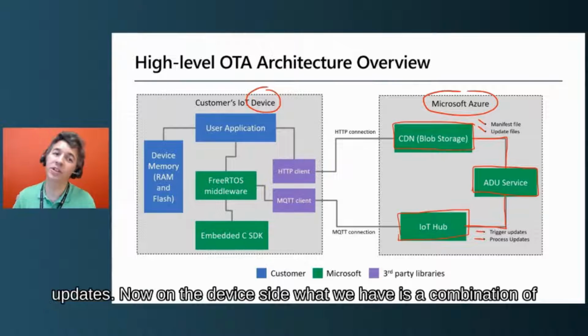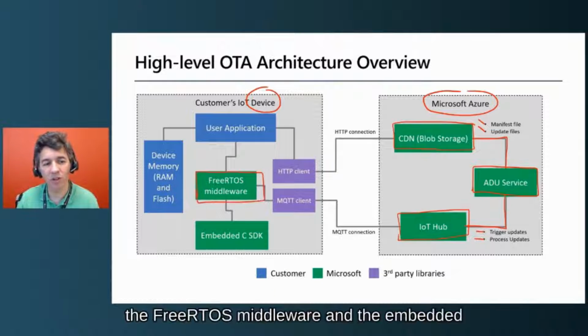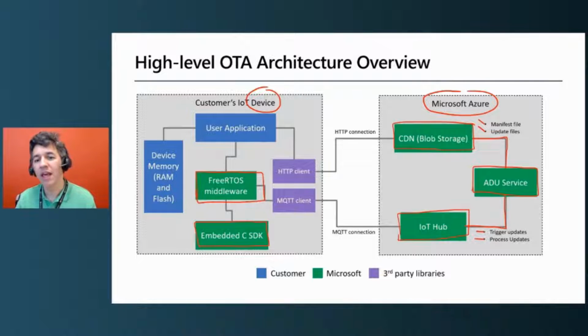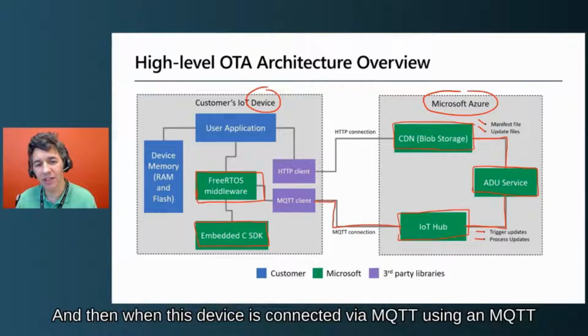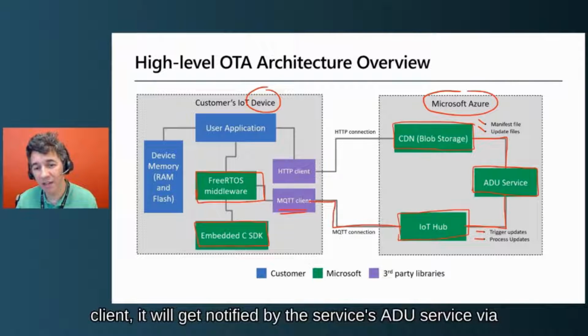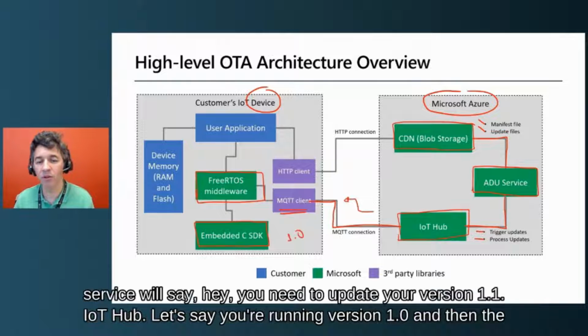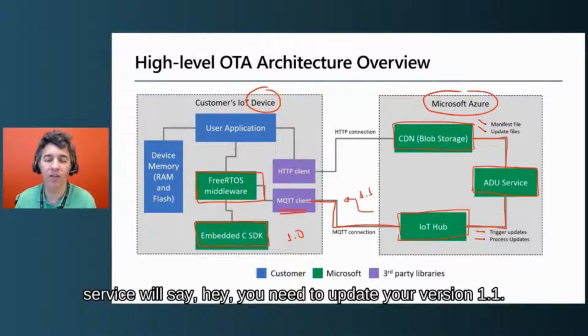Now, on the device side, we have a combination of the FreeRTOS middleware and the embedded CSDK, both components provided by Microsoft. When this device is connected via MQTT using an MQTT client, it will get notified by the ADU service via IoT Hub that says, you're running version 1.0, and then the service will say, hey, you need to update to version 1.1.